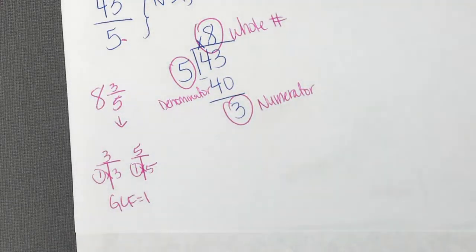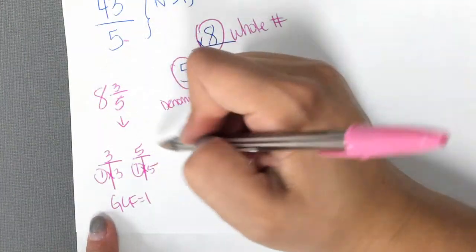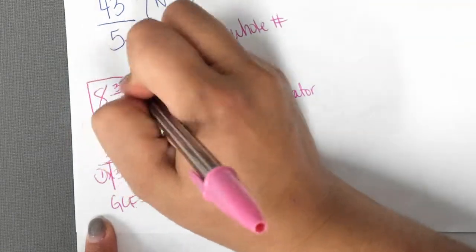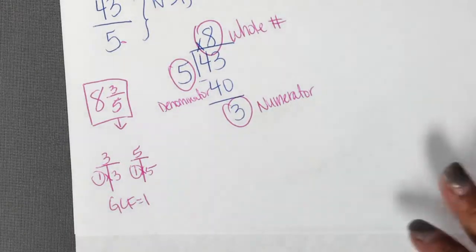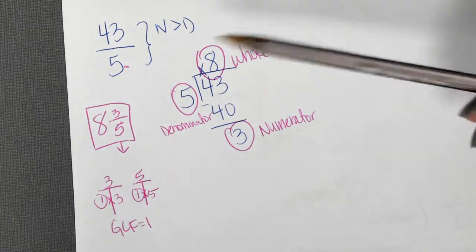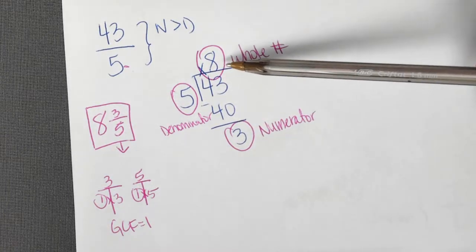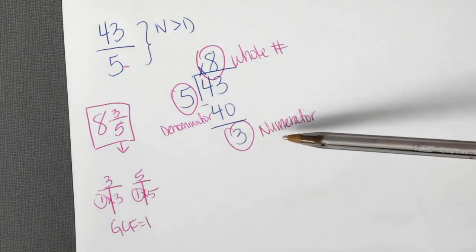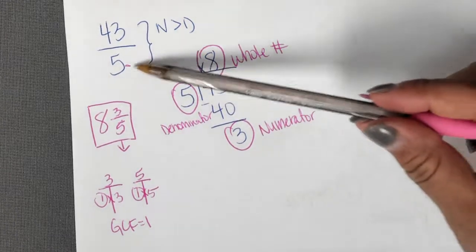Anytime my greatest common factor is 1, that means that my fraction is already reduced all the way down that it can be. So that's going to be my final answer. So again, your answer up here is your whole number, your remainder is your numerator, and your denominator will stay the same.